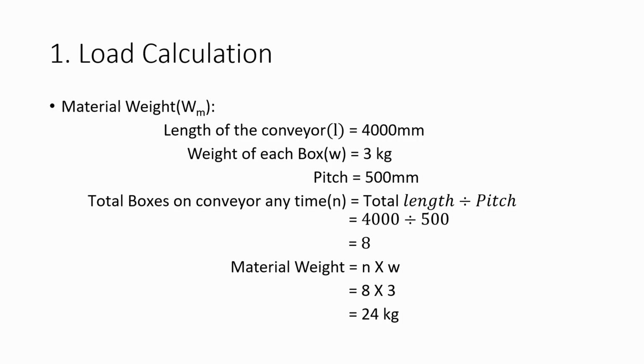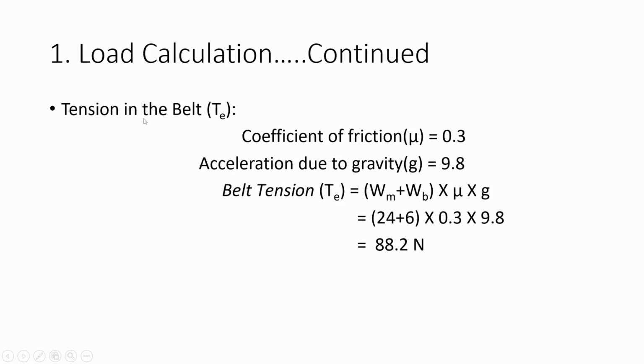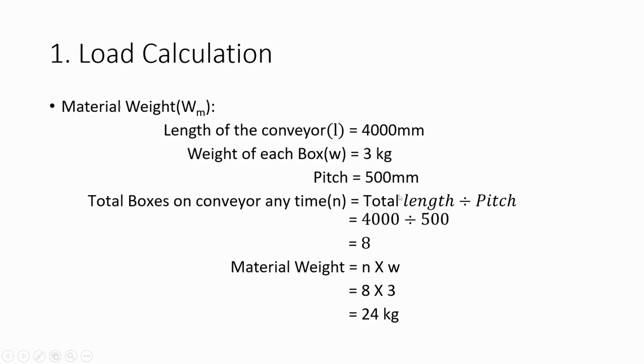Now beginning with part 2, I will be doing the load calculation. Here I will first calculate the material weight, second the belt weight, and third I will calculate the belt tension using this belt tension formula of (Wm plus Wb) into mu into g. So let's begin the load calculation.